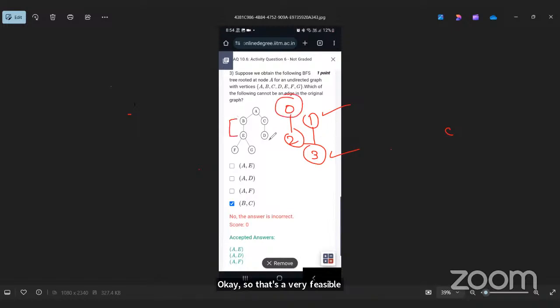Between these two levels, it actually depends on the graph and on the person who made this tree. Between B and C, how is it possible? Why can't it be possible? B and C can be adjacent to each other, right? Consider the graph with the same tree, just put an edge between them, and find out the BFS tree of this graph.